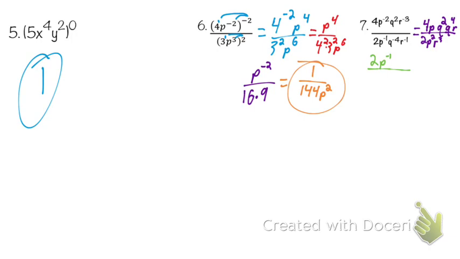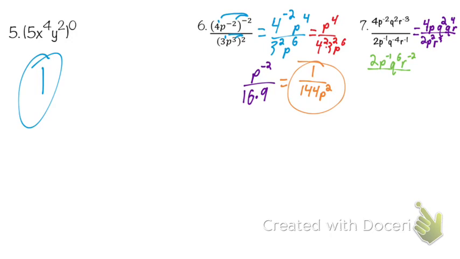Q's. Q squared, q to the fourth. What do we do with those? Add them. Elaine's like, I wanted to do this 5,000 seconds ago. Q to the what? 6. R's. R and r to the third, subtract. What's 1 minus 3? Negative 2. R to the negative 2. Now, are we done yet?